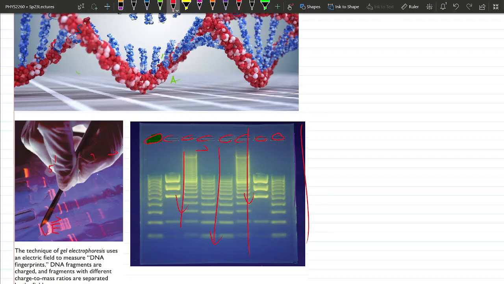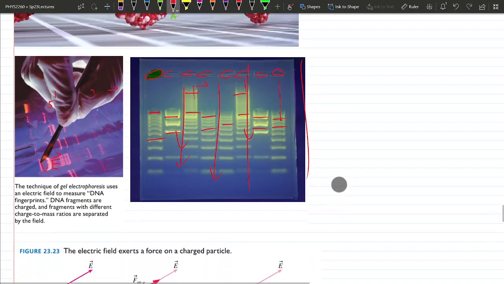What happens is that depending on the mass and charge ratio of each of the DNA molecules, the DNA will move down in a different amount of time. So for me, maybe my DNA moves down this far, but maybe Cole's DNA moves down like this. So you can use this to identify a person's DNA, and that's how they actually do DNA identification on people.